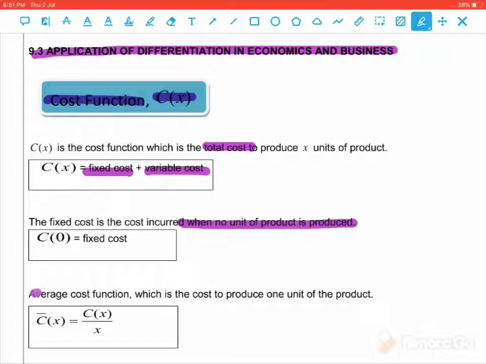Now let's look at the average cost function. The average cost function is the cost to produce one unit of product. So the formula for the average cost function we can write as C bar (x) is equal to the total cost function divided by the quantity x.